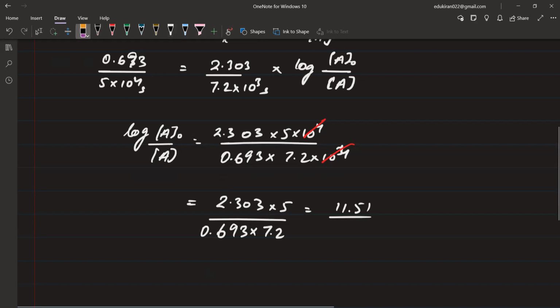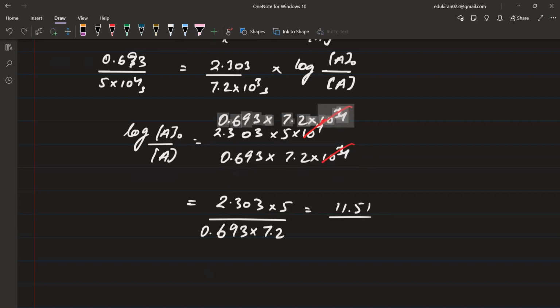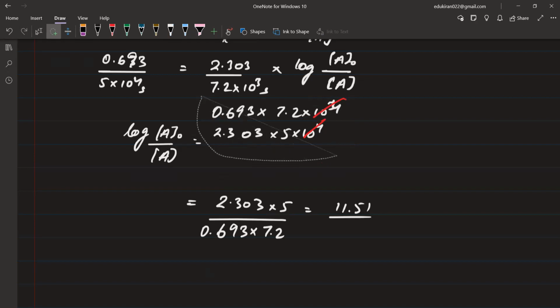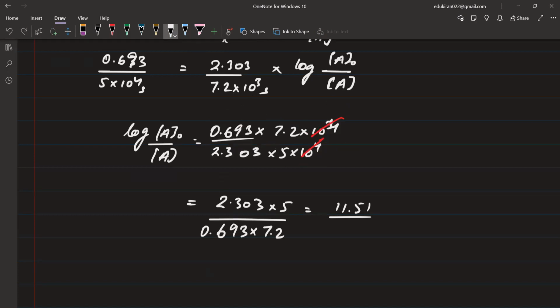Guys, I made a mistake. Just a second, let me correct it. This will be in the numerator, right? My bad, guys.